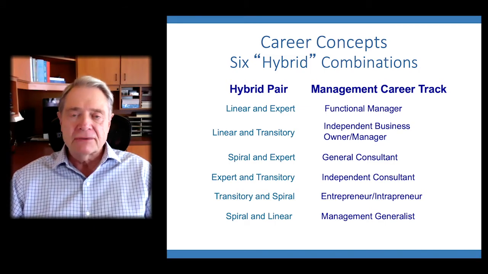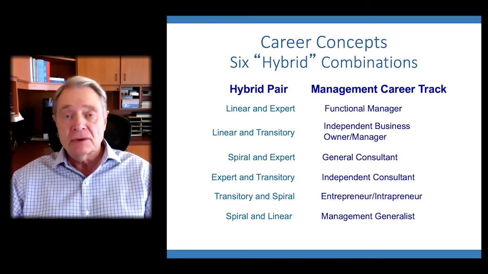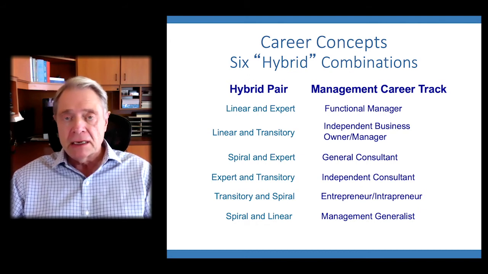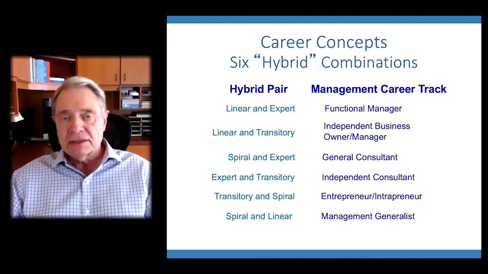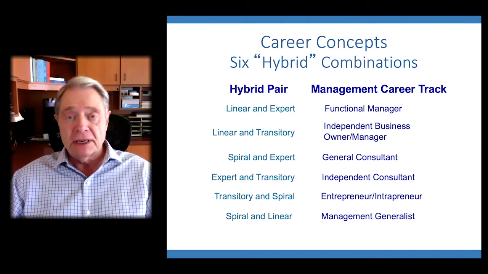A combination of transitory and linear, on the other hand, is a much better fit with a career track as an independent business owner and manager, people who manage their own small enterprises. They get to call the shots. That satisfies the linear. But on the other hand, it's a small enterprise. They're going to have to do a lot of different things, wear a lot of different hats. So that track as an independent business owner manager is a really good fit for that particular combination.